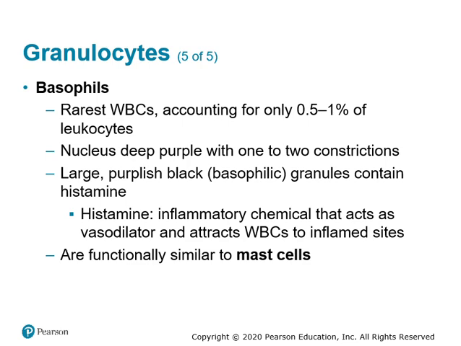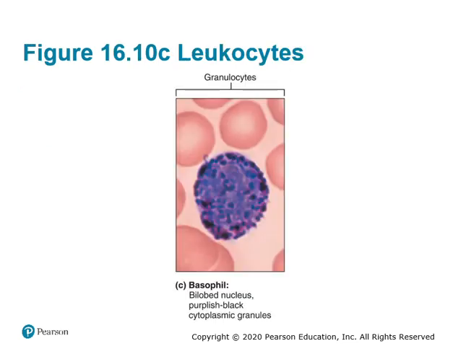Those granules contain histamine, and histamine is an inflammatory chemical that acts as a vasodilator, and this is actually going to help with leukocytosis and attract white blood cells to inflamed sites of infection. And basophils are actually similar to another type of cell that we find in the blood called a mast cell, because they both contain histamine, which again is that potent vasodilator.